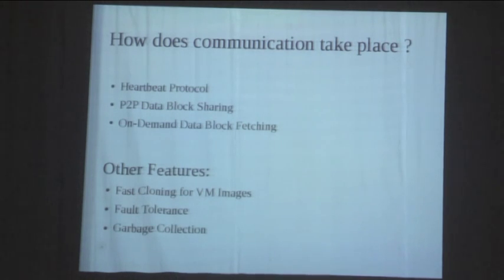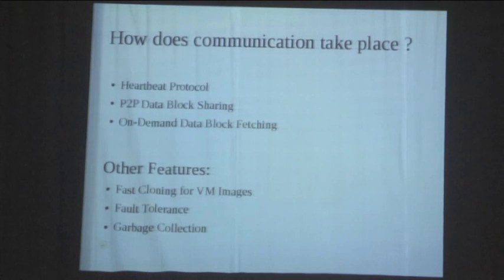When you are accessing some data, we need to access only the required data blocks, and unless it's required, there is no need to bring it into the cache. So once the data is required, it will be fetched and brought to the client cache. And other features are fast virtual machine cloning. When you are cloning a virtual machine, like copying the exact same copy of the virtual machine to another machine, it will take a huge amount of time, because the virtual machine image may be several gigabytes. So instead of copying that many gigabytes, you simply copy the metadata file, and it will be done within milliseconds. So this is fast virtual machine cloning.